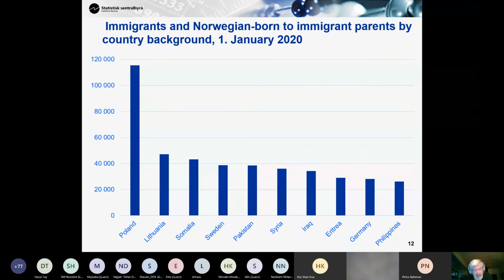Here is the immigrant population by country background. That is where they came from or where the parents were born. It includes children born in Norway of immigrant parents. And we see now that the biggest group is Poland, and then Lithuania, Somalia, etc.